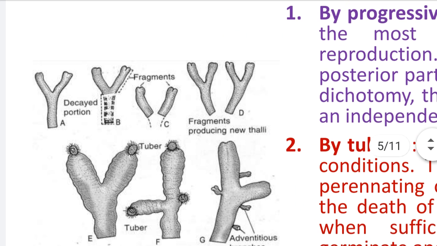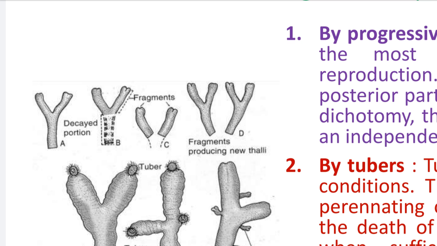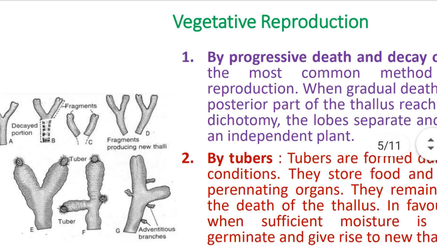See the above diagrams. In the first diagram, the matured thallus, and in diagram B, gradual death and decaying of the thallus. That decaying and drying goes up to the upper two lobes. Now the upper two lobes are separate. They are two small fragments. Fragment means small pieces. Each fragment or lobe regenerates and produces a new individual thallus. In diagram C, two lobes are separate due to continuous death of the posterior thallus, and in diagram D, the two fragments grow individually and produce new individual thalli of Riccia. So this is the most common vegetative reproduction, by progressive death and decay of the thallus.